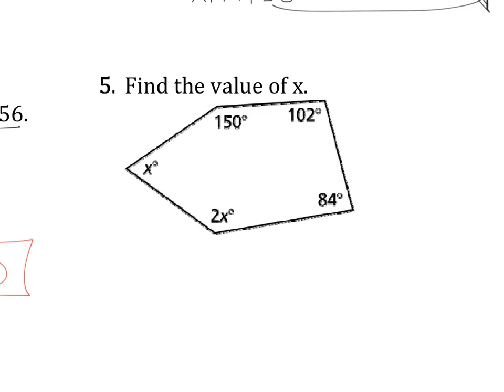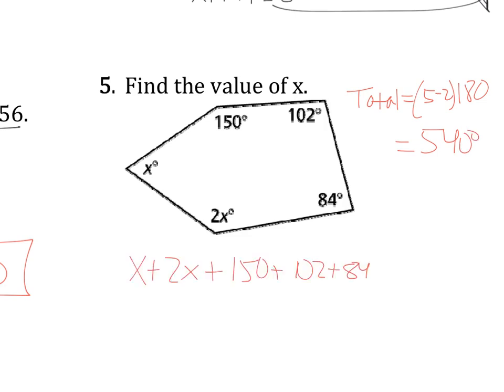First thing we need to do is find the total interior. And so our total interior, we're going to use our n minus 2 times 180. N is the number of sides. In this case, it's 5. So 5 minus 2 gives us 3 times 180. That's 540 degrees. So we know these guys have to add up to 540 degrees. So we know the grand total of all these angles is 540. Just write it out. They'll add up to 540.